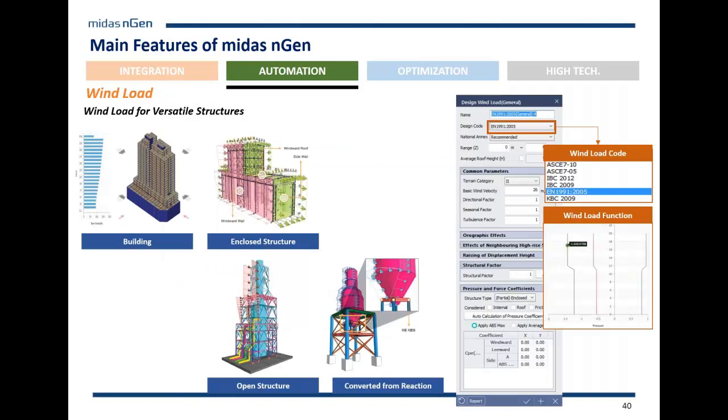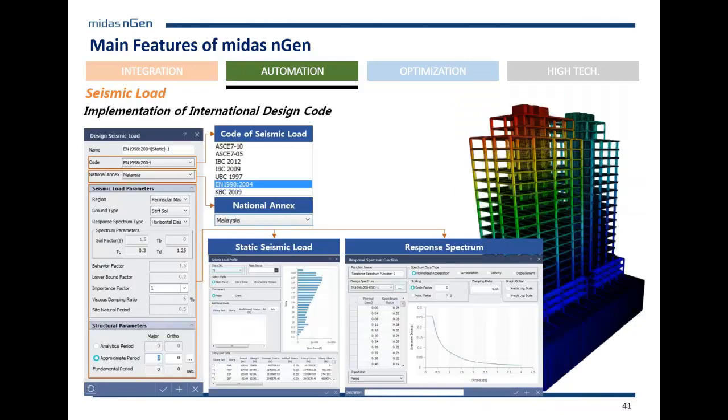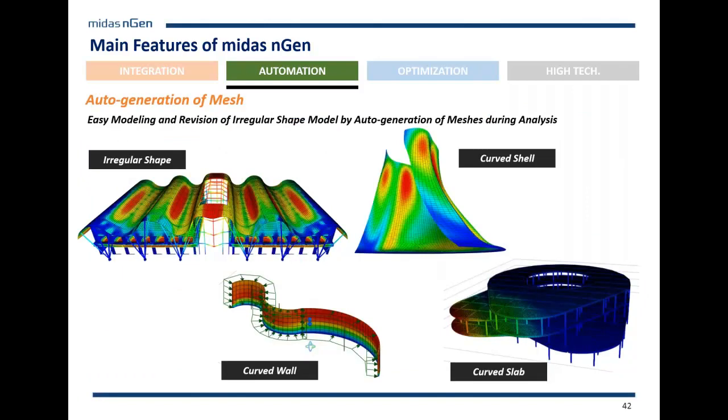Then we also saw how wind loads can be automatically defined and assigned to the entire structure, be it a building, an enclosed structure, or open structure, or we have got an equipment like silos. Then further, seismic load also is automatically defined and assigned. Then there is auto generation of mesh. There is smart mesh that is done by the program. You need not worry about the mesh size or also the meshing of the shells or plates or slabs that you have modeled.